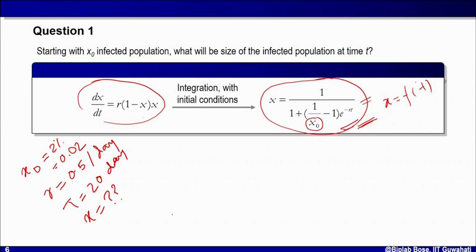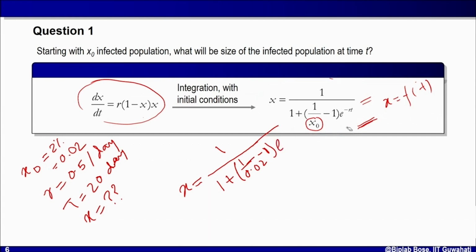So in this case, it will be x equal to 1 divided by [1 plus (1 divided by x naught, which here is 0.02, minus 1) into e to the power minus the rate, which is 0.5 into 20].